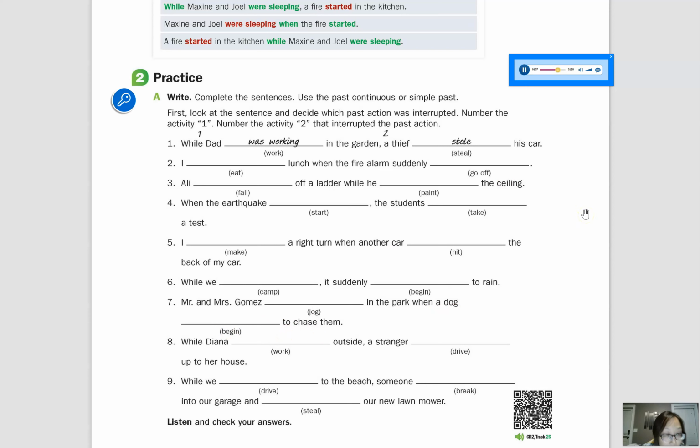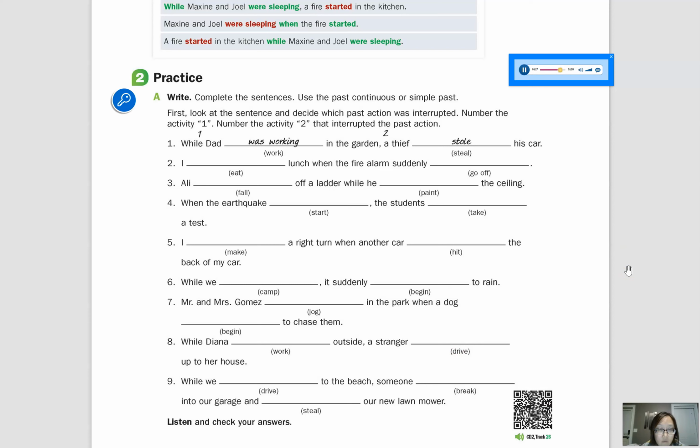8. While Diana was working outside, a stranger drove up to her house. Okay, so while Diana was working outside, this is the ongoing continuous activity. So number 1, a stranger drove up to her house. This is the interruption, number 2.